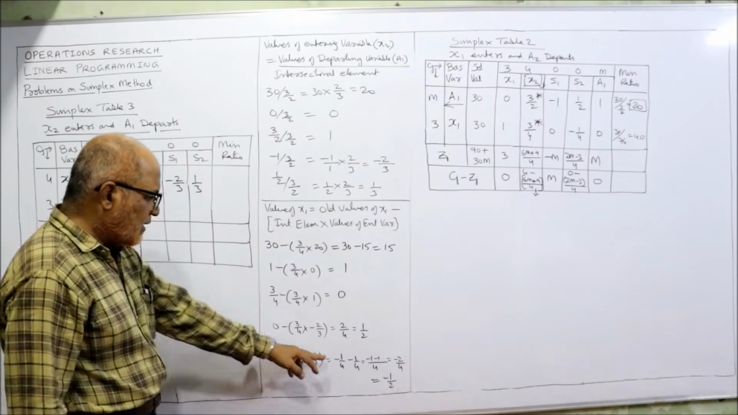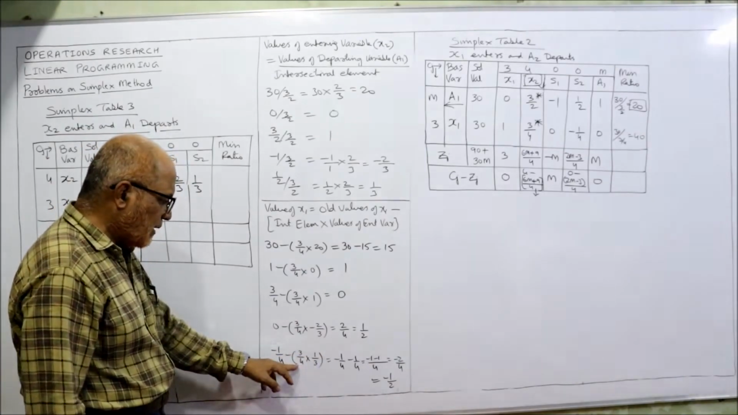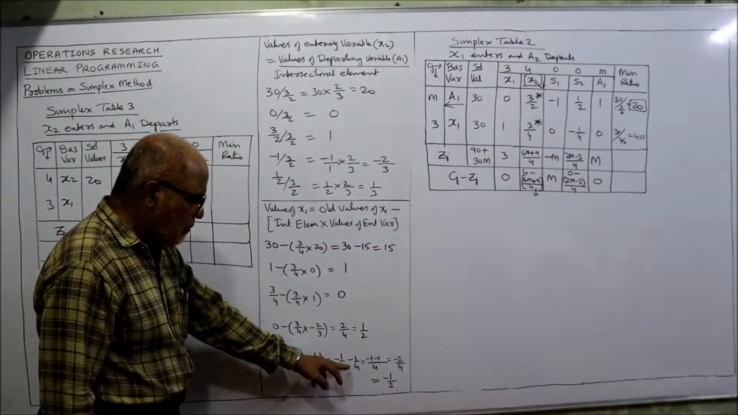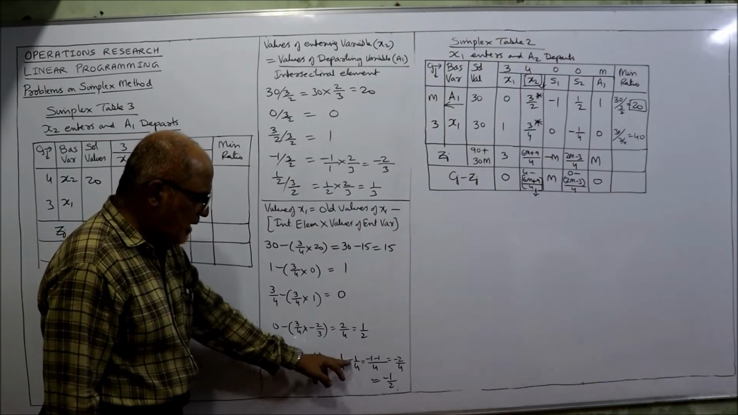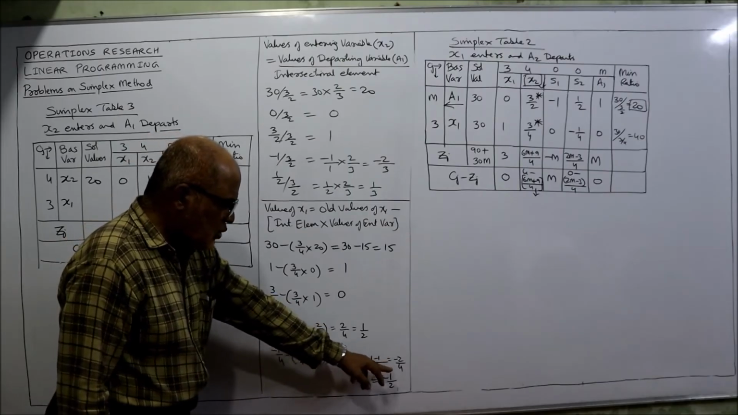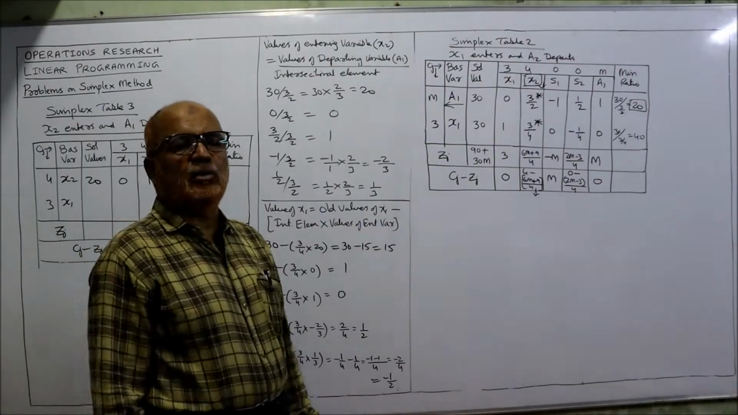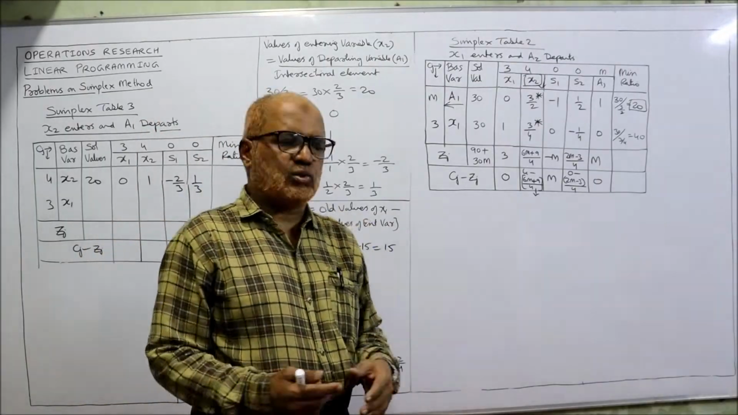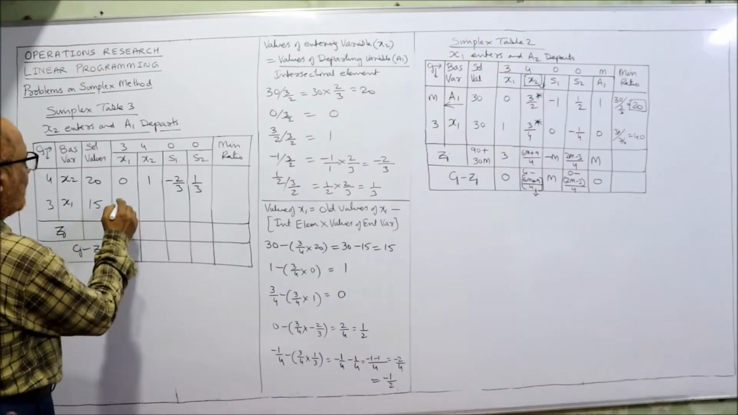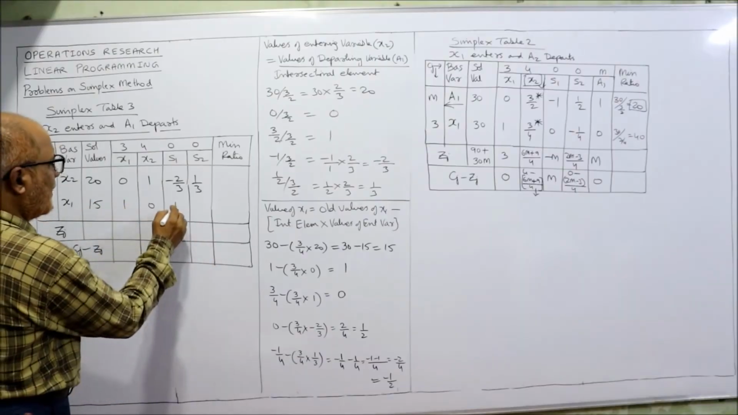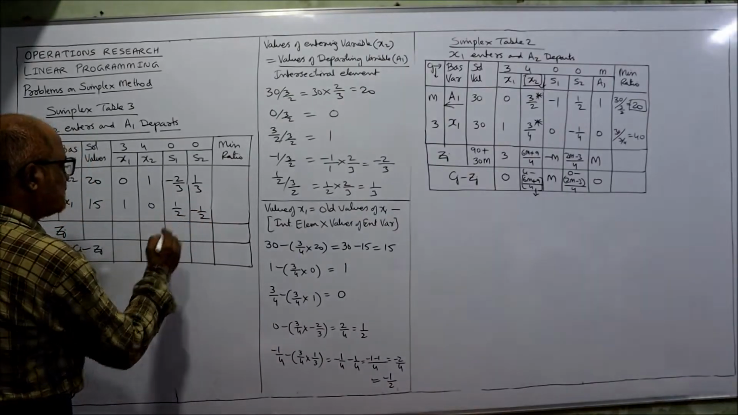Similarly, minus 1 by 4 minus, this 3 will get cancelled. So 1 by 4. Minus 1 by 4 minus 1 by 4 is equal to, 4 LCM, minus 1 minus 1, minus 2. Minus 2 by 4 can be written as minus 1 by 2. So we got the new values of x1. Now write 15, then we have 1, 0, 1 by 2, and lastly it is minus 1 by 2.